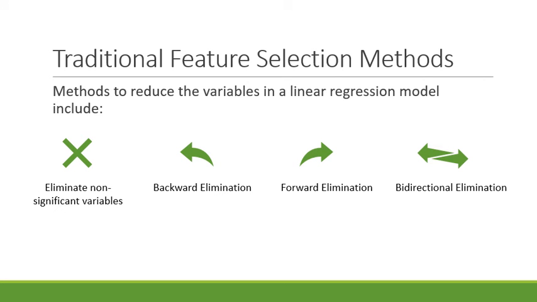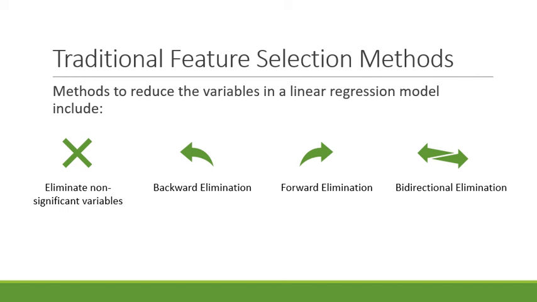Traditional feature selection methods to reduce variables in a linear regression model might include eliminating all non-significant variables. So we start here first, and then we can do backward elimination, where we start with all independent variables and then remove the least significant ones one at a time, and then stopping when the model statistics do not improve further or worsen. Forward elimination, so we start with the variable most expected to improve model performance and then add variables one at a time until performance does not improve or worsens. And then bidirectional elimination where we add and remove variables simultaneously.